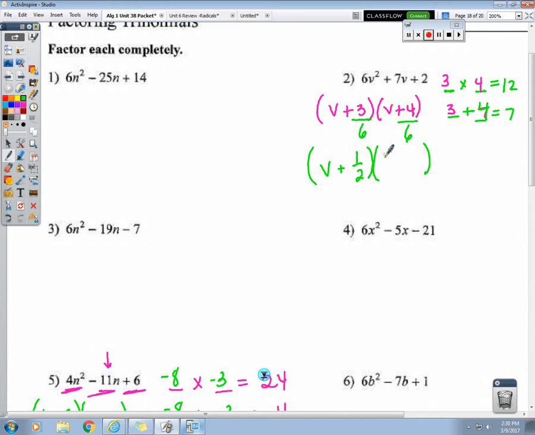Okay, then over here, what will 4 over 6 reduce to? 2/3. Okay, now, since neither one of those are whole numbers, you kick the denominators to the front of the v. So this one will become 2v plus 1, and this one will become 3v plus 2. Okay, go ahead and try 4 if you haven't already. If you've already done it, just keep working.